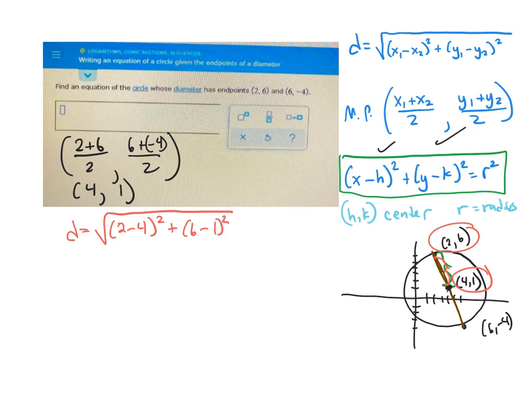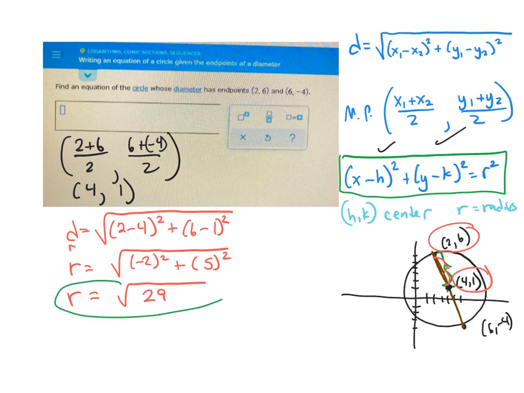This distance is really the radius, so you can actually say r if you'd like. So this is -2 squared, plus 6 minus 1 is 5 squared. So this is going to be 4 plus 25, which is 29. So that is my radius. Now that I know my radius, which is the square root of 29, and I know my center, which is (4, 1), I can write the equation of my circle.